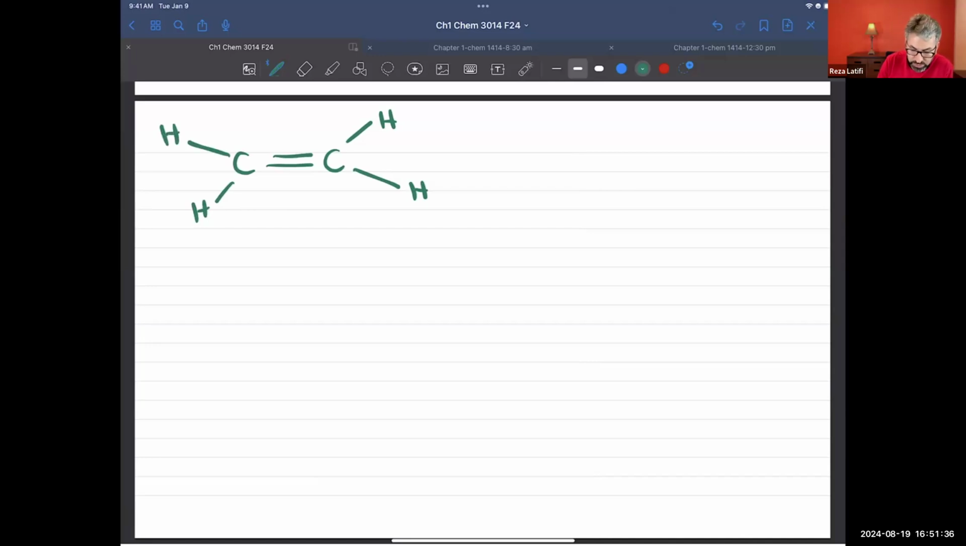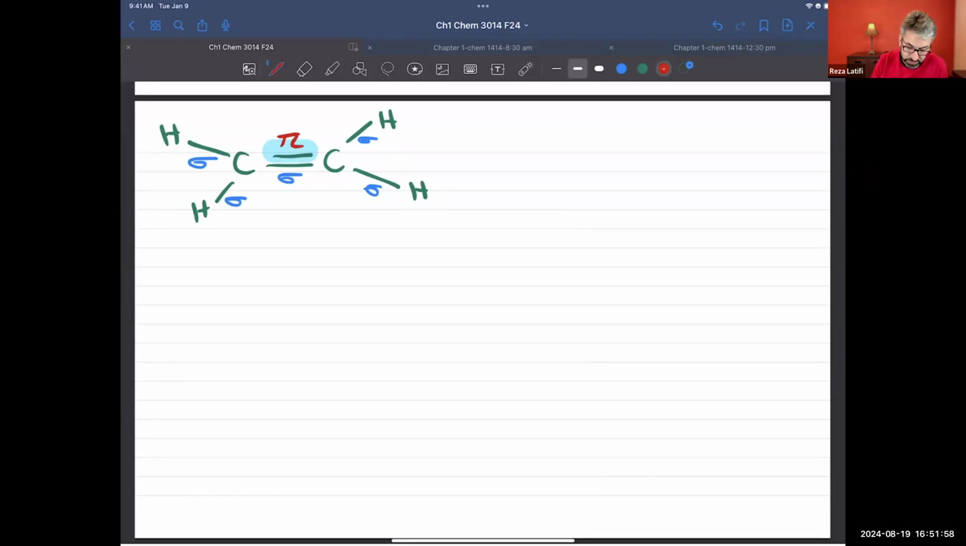Sigma, sigma, sigma, sigma, sigma. The first bond is always going to be sigma, always. Now if you have a double bond or triple bond, the second and third will be pi bonds. So now that's going to be a pi bond. How do I get the hybridization for it?